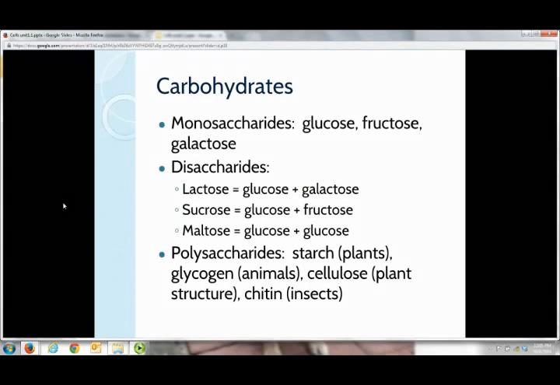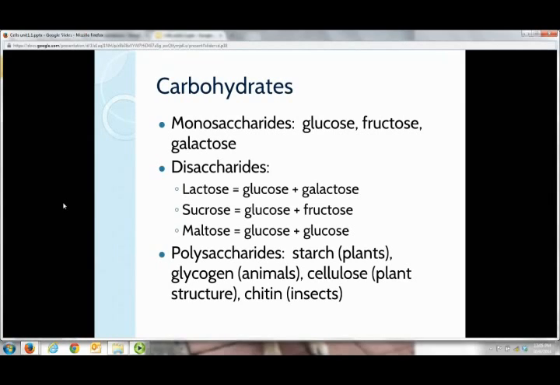So looking at the carbohydrates, you'll see the terms monosaccharides, disaccharides, and polysaccharides. A saccharide is just another term for a sugar, mono meaning one, di meaning two, and poly meaning many. So a monosaccharide is going to be just a single sugar unit. Common examples are glucose, fructose, and galactose. Disaccharides are two of these sugar units attached together.